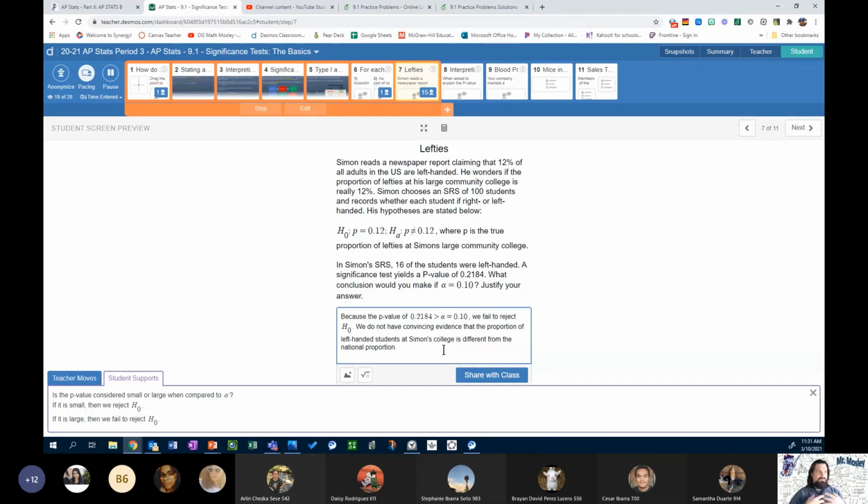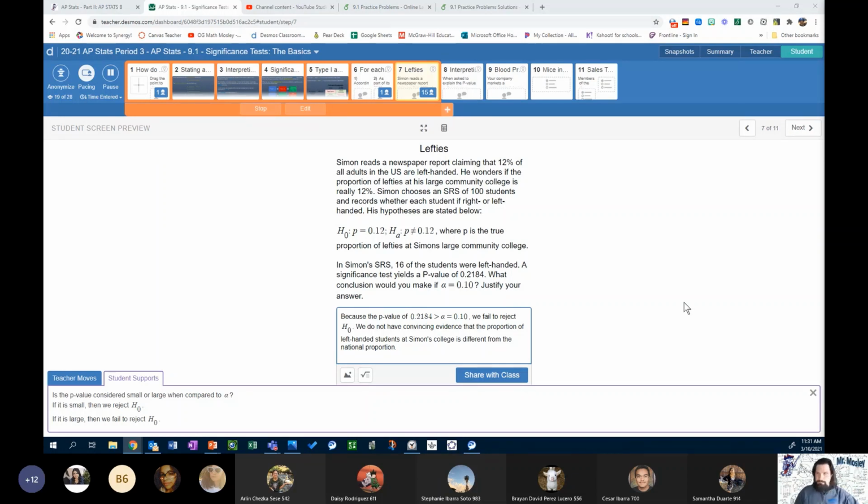So our answer provides the context of the question. What were we trying to show? That because of our evidence, we cannot show it. What questions do you guys have? What can I clarify? How can I help?